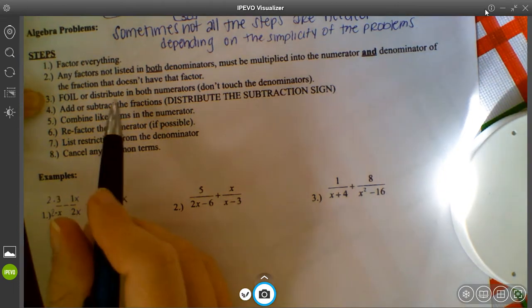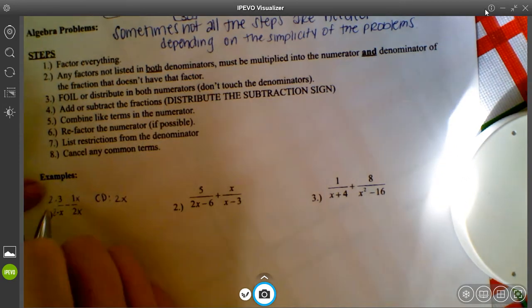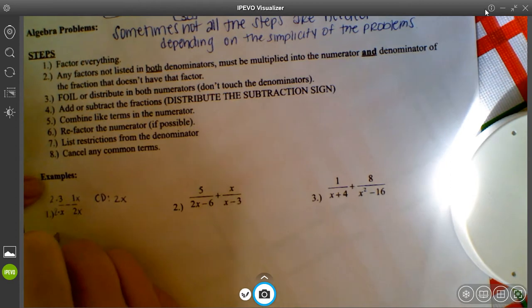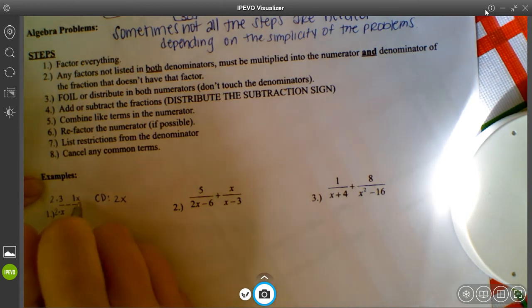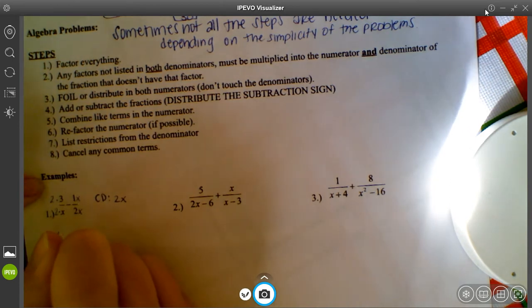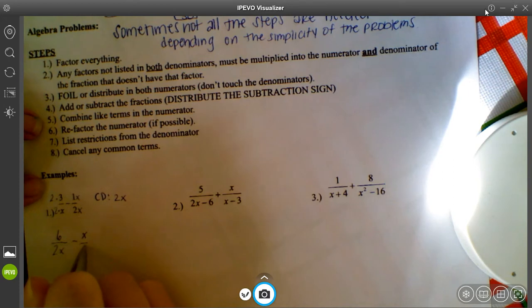Now I'm going to FOIL or distribute both numerators. So in this case, it's just saying multiply. 2 times 3 is 6. So I have a 6 over 2x, and 1 times x is x, so I have an x over 2x.